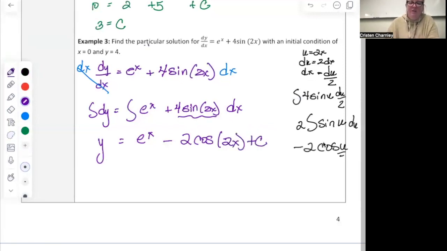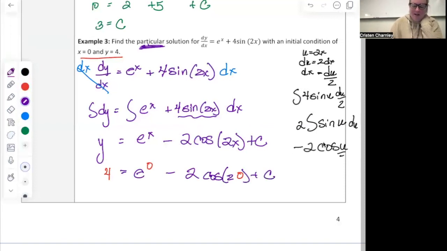But I want the particular solution, so I need to replace x and y with the 0 and the 4. So y is going to be 4. The x is 0. This x is 0. So 4 equals e to the 0 minus 2 cosine of 2 times 0 plus c. Watch that 0. I know a lot of times we try to make it be a 0, but in this case, e to the 0 is 1. So 4 equals 1 minus 2, the cosine of 0 is really 1, plus c. So 4 equals 1 minus 2 plus c. That's a negative 1. 5 equals c.